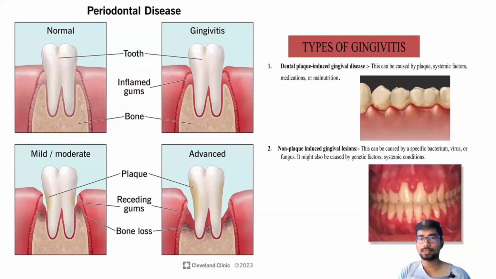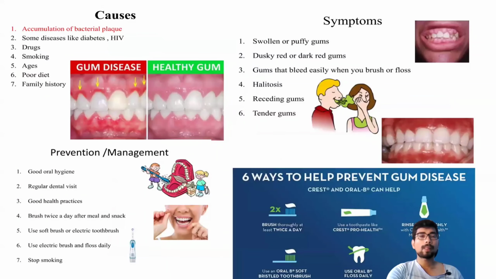Non-plaque induced gingivitis can be caused by specific bacteria, virus, or fungus. It might also be caused by genetic and systemic conditions. Causes: accumulation of bacterial plaque, some diseases like diabetes and HIV, drugs, smoking, age, poor diet, and family history.